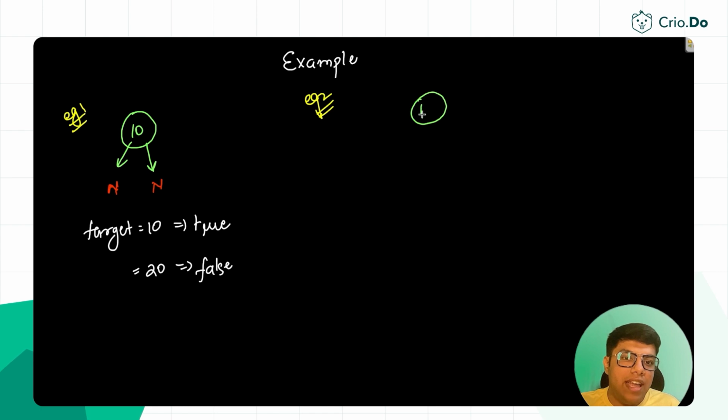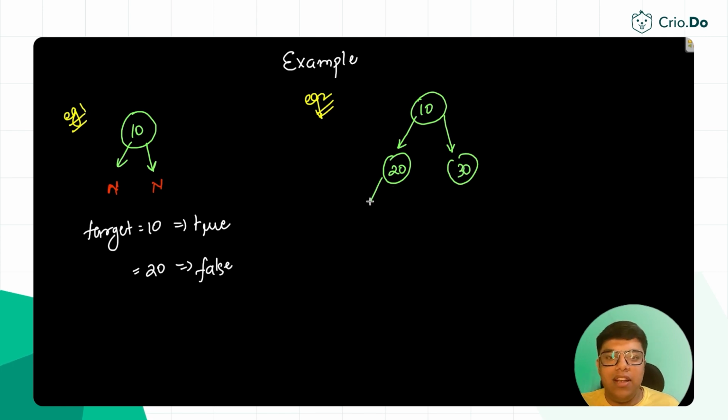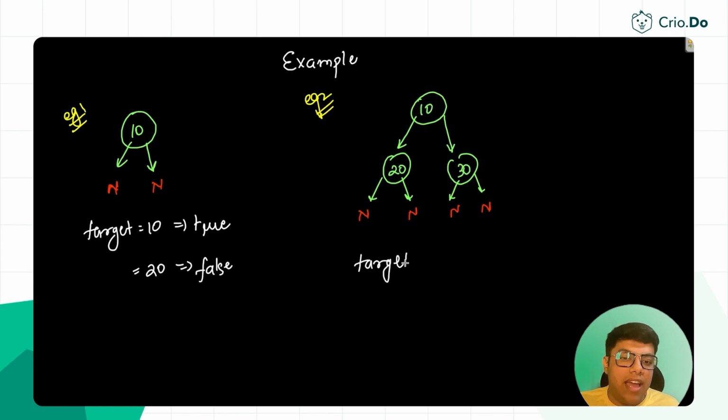So what if I take 3 nodes? Let me take 3 nodes, 10 having left child 20, 10 having right child 30, and then the left child of 20 and right child of 20, similarly the left child of 30 and right child of 30, will be null. All of these will be null. So if I am taking three nodes, one root node, one left child, one right child, then if I give you a target of either 10 or 20 or 30, what should be the answer? The answer should be true because 10 or 20 or 30 is present. But if I give any other target, maybe 40, maybe 50, any other target, the answer will be false.